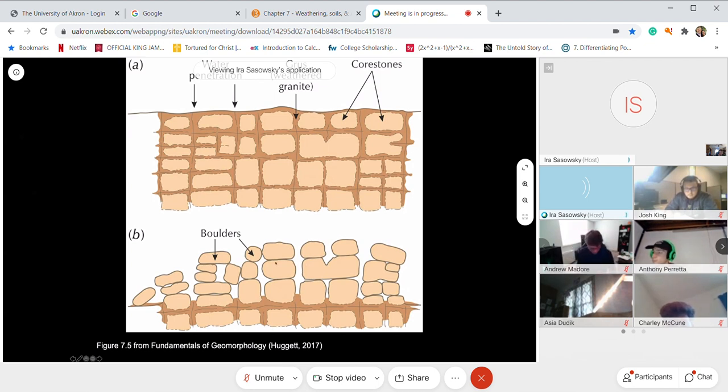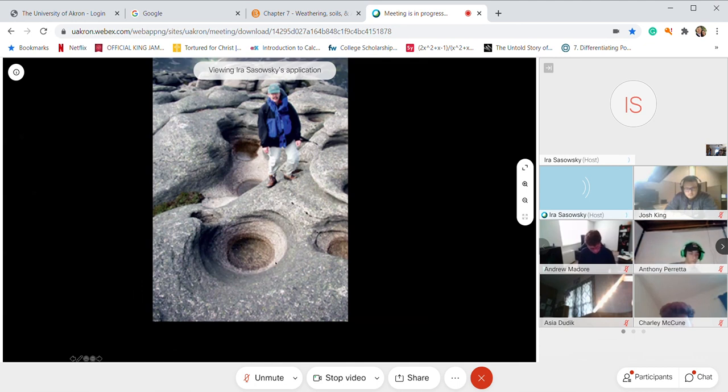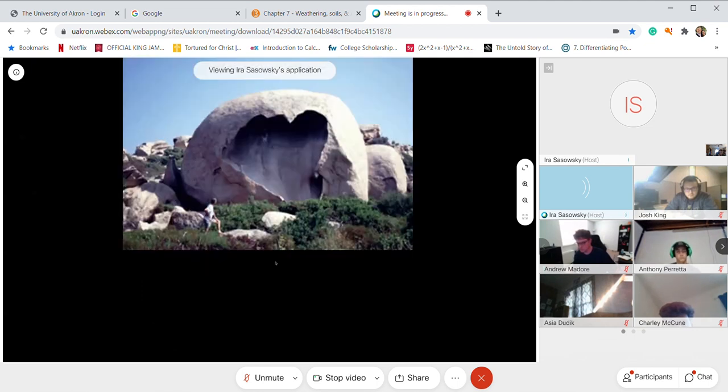This is an example of weathering pits. These are rock basin examples. Hard to see, it's a little bit fuzzy, but there's a person in here for scale. This is a tafoni that is formed in a granite boulder, a weathering pit. These are typically related to salt fracturing, as we discussed before.